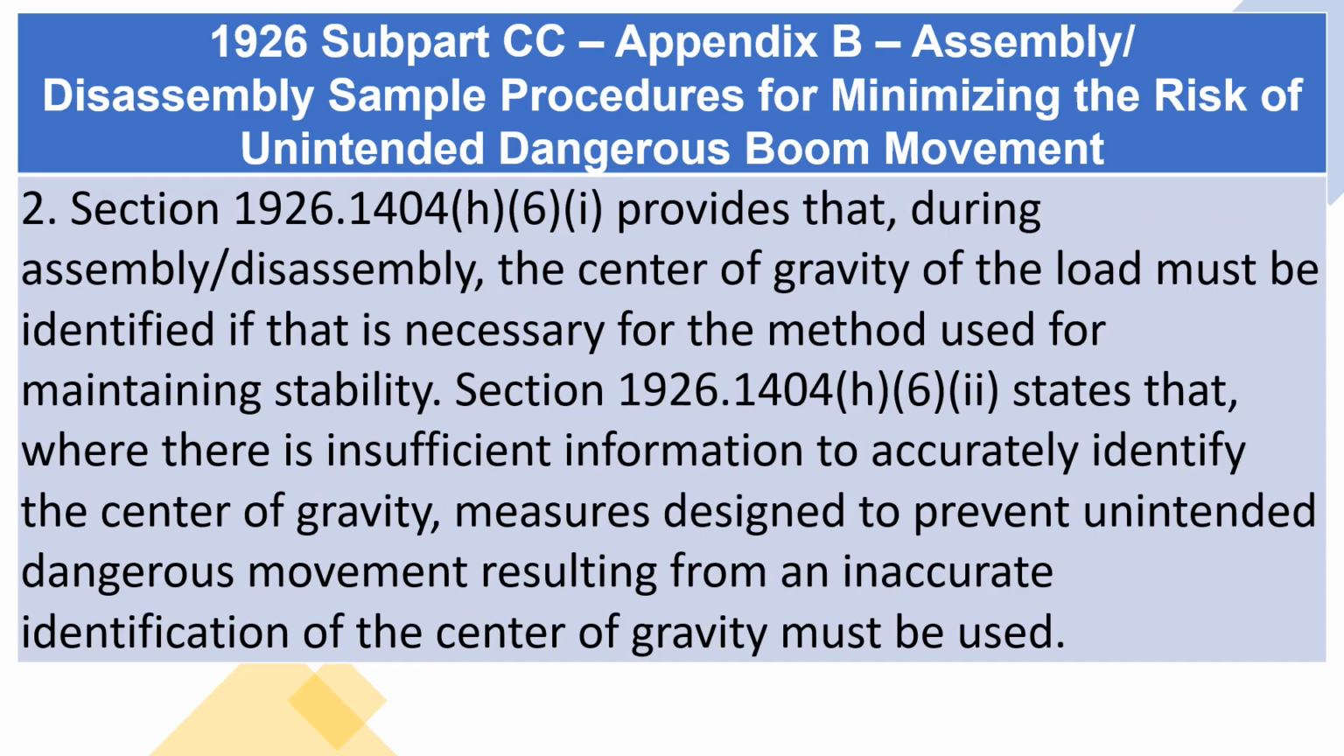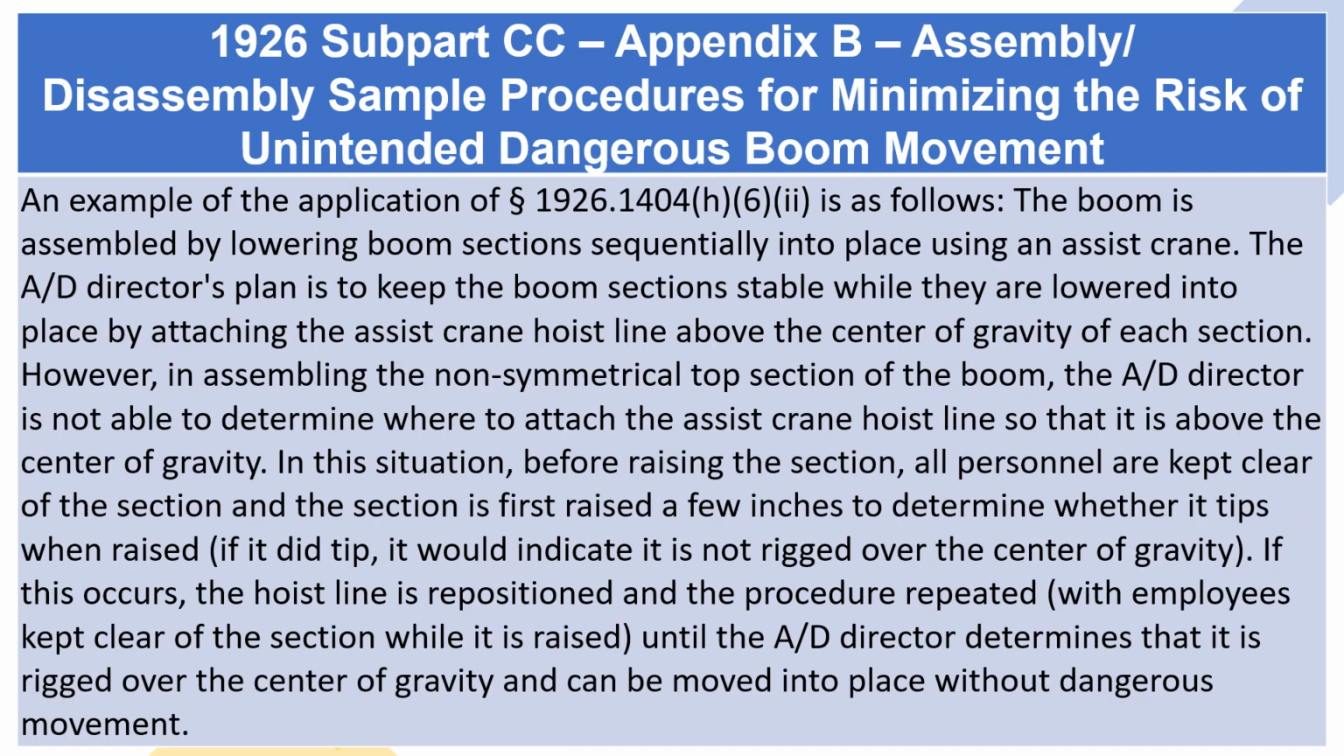2. Section 1926.1404(h)(6) provides that, during assembly/disassembly, the center of gravity of the load must be identified if that is necessary for the method used for maintaining stability. Section 1926.1404(h)(6)(ii) states that, where there is insufficient information to accurately identify the center of gravity, measures designed to prevent unintended dangerous movement resulting from an inaccurate identification of the center of gravity must be used. An example of the application of Section 1926.1404(h)(6)(ii) is as follows.